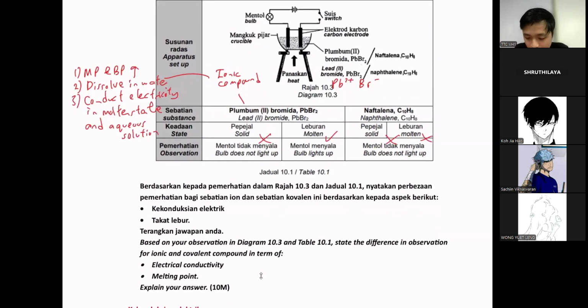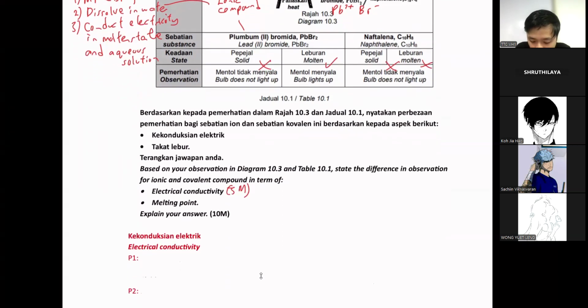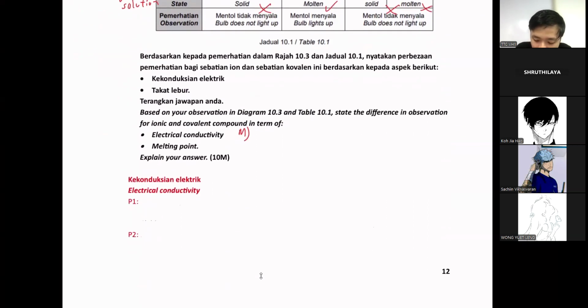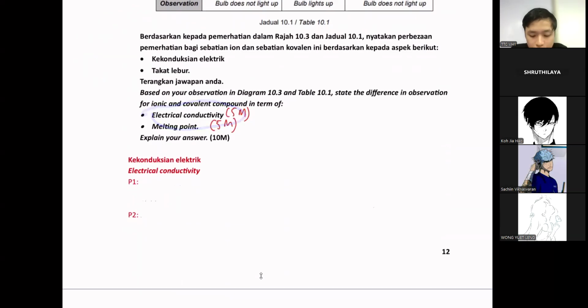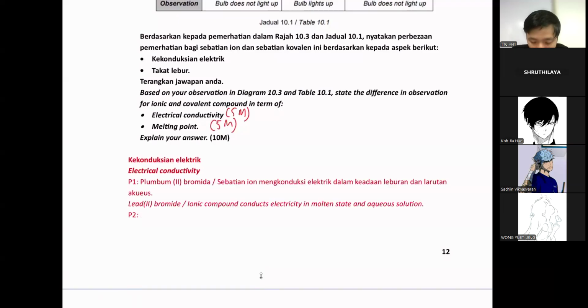So they ask you to explain 2 points. 5 marks for electrical conductivity. 5 marks for melting point. So explain your answer, right? So what's the first point? I read about the electrical conductivity first. First point, we talk about lead(II) bromide, or you can write ionic compound, same. So lead(II) bromide conducts electricity in molten state or aqueous solution.